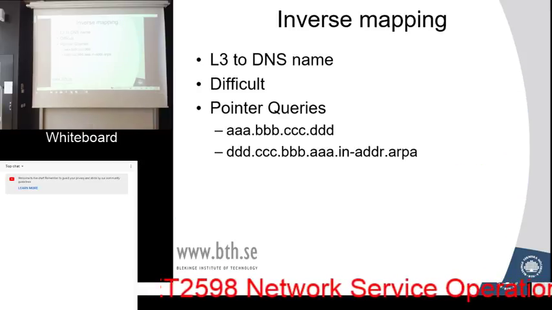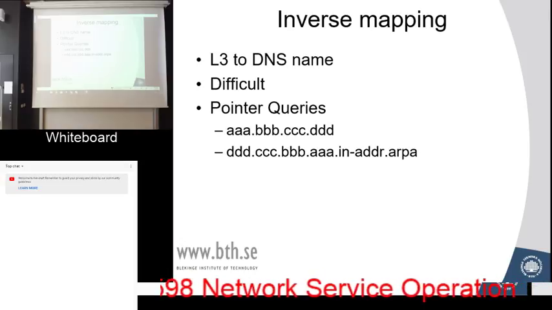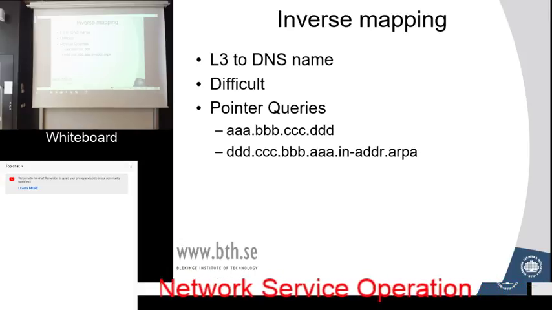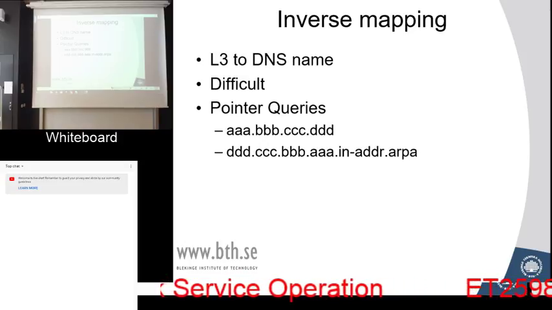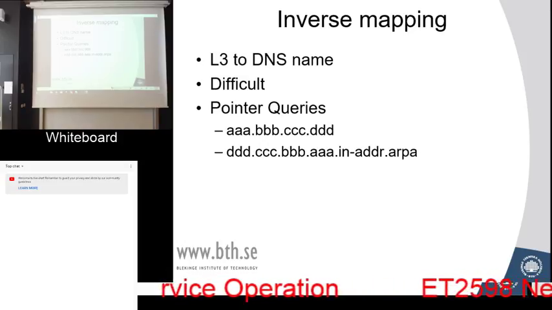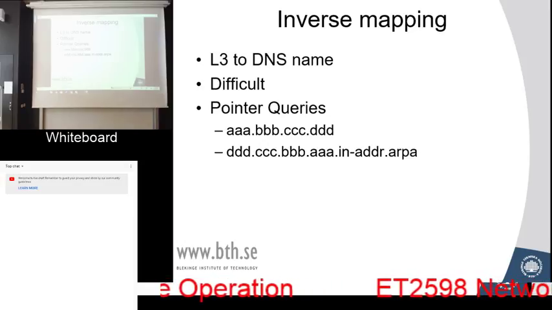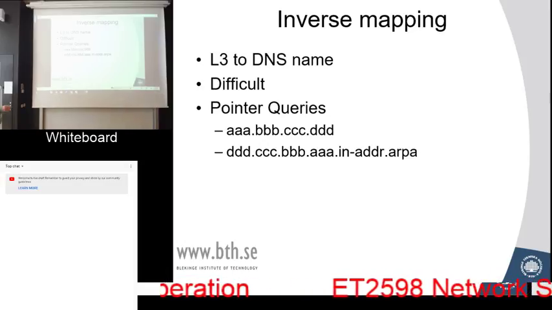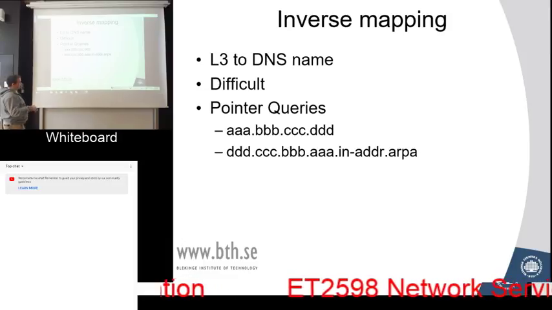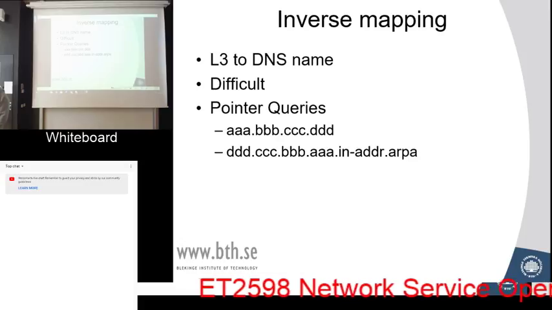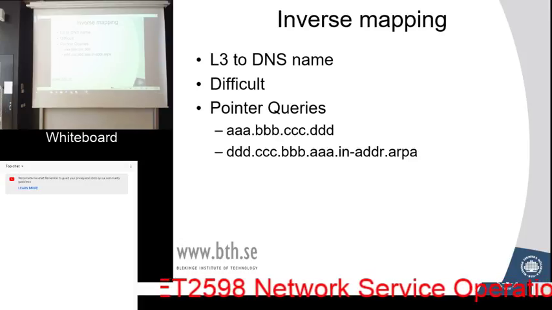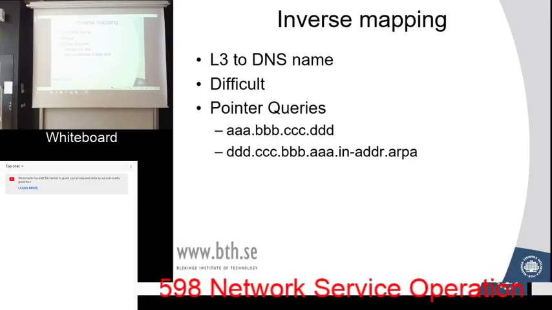So, inverse mapping. Just like RARP maps layer 2 to layer 3, sometimes you want to map a layer 3 address to a DNS name. This is difficult. Not impossible, but it's difficult.